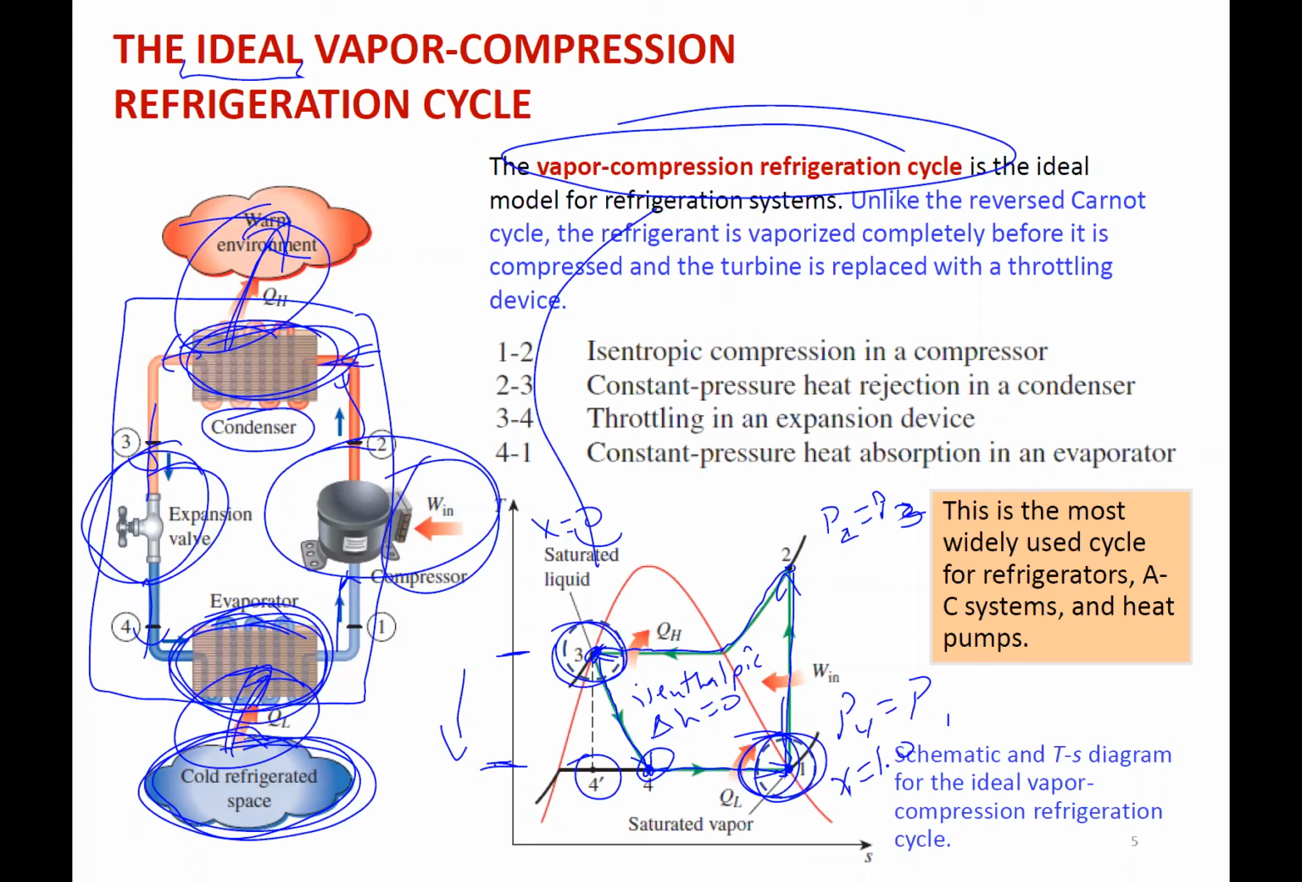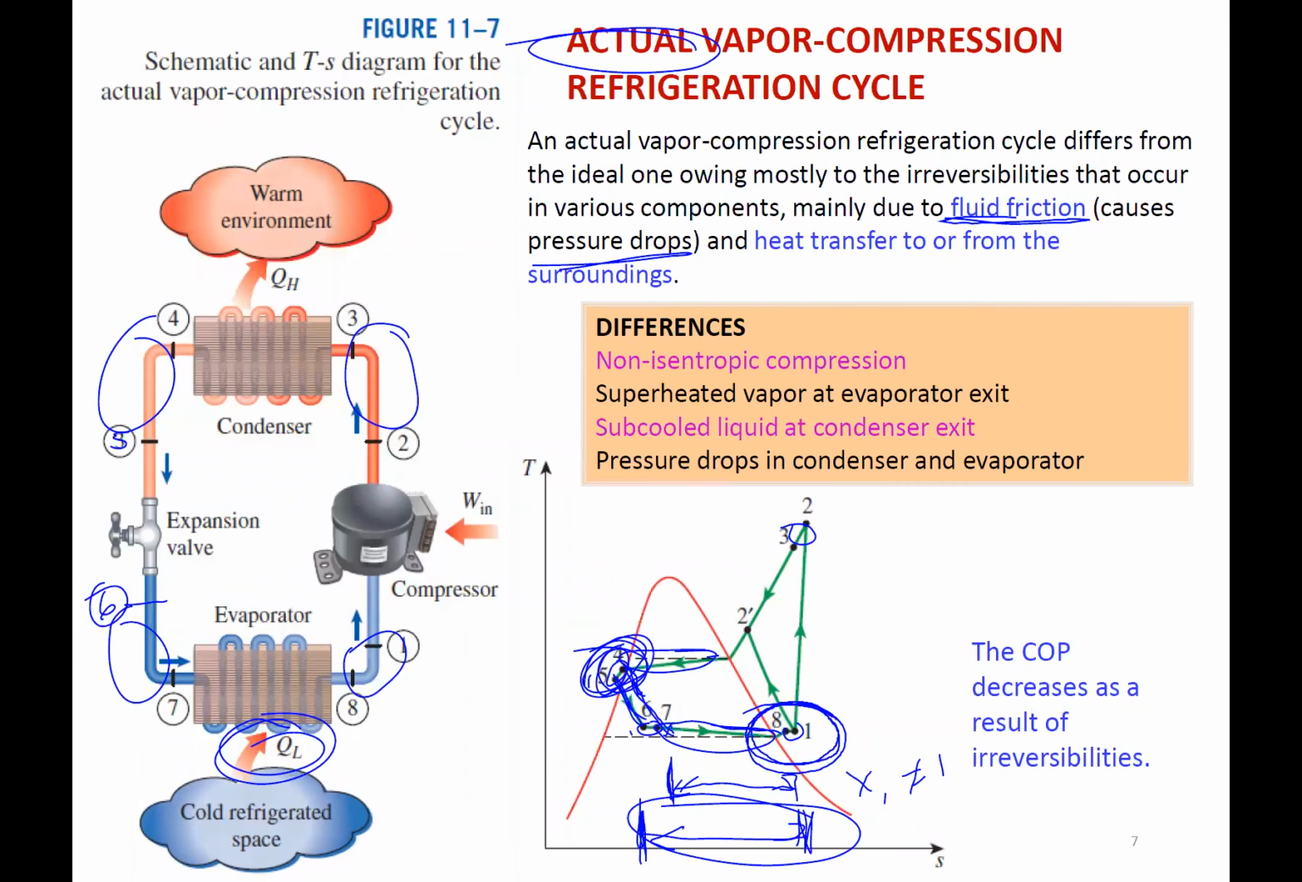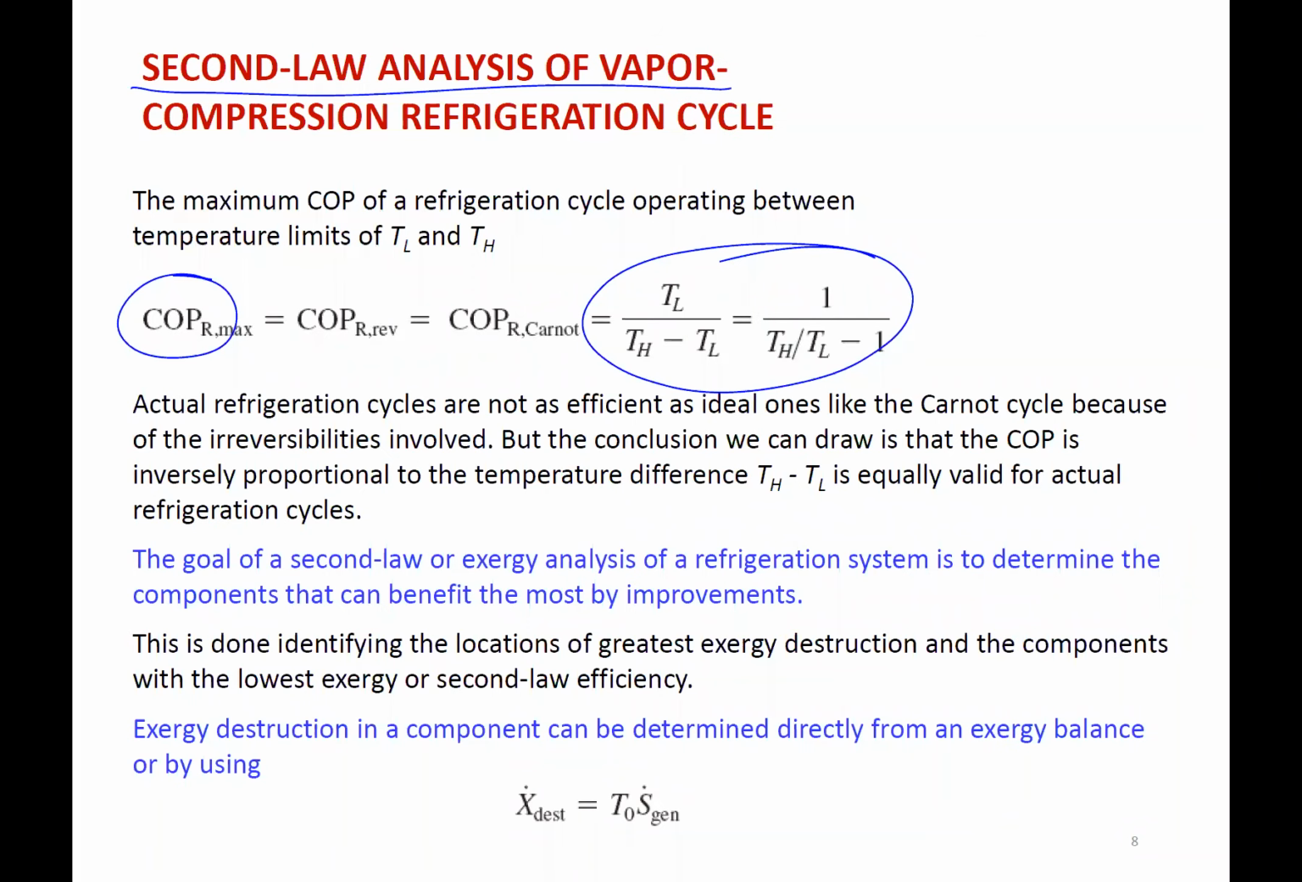So we could look at the whole system and look at the exergy destroyed for the whole system, or we could put our boundary around each individual device and do an exergy analysis to see the exergy destroyed in each device, and then see what device we need to do better, design better. Okay.